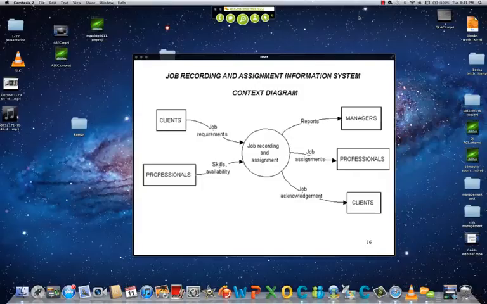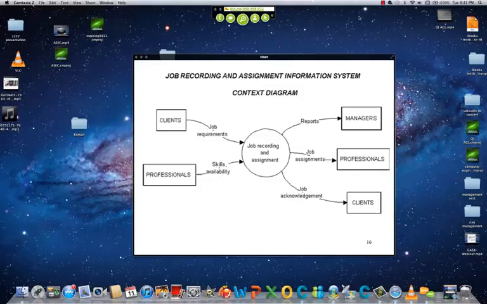So clients input job requirements, and the output is what? A job acknowledgement. So we could have drawn a line from here to clients. There can be two arrows, but it's harder to read this way. So we have inputs on the left side, outputs on the right side.